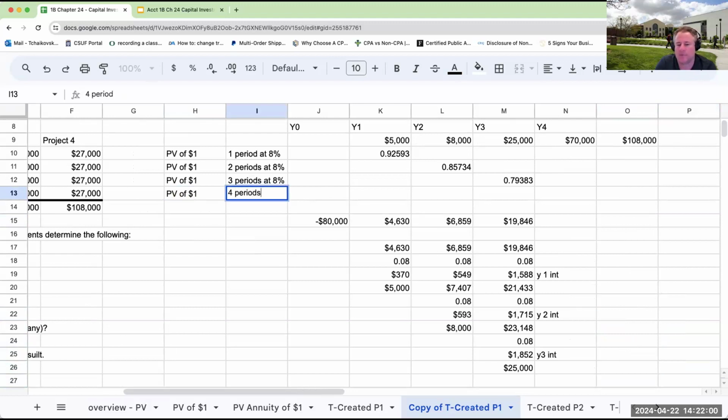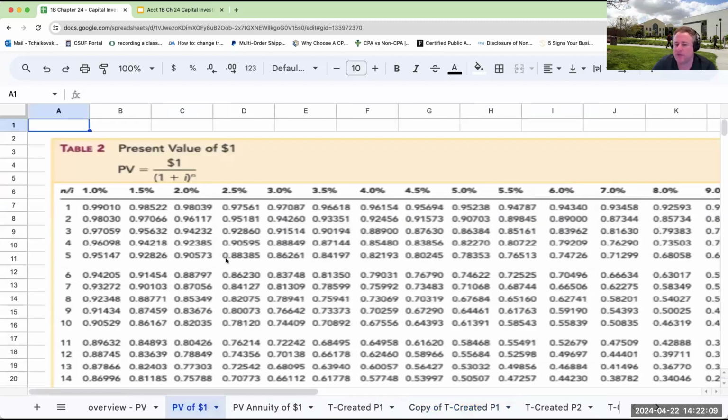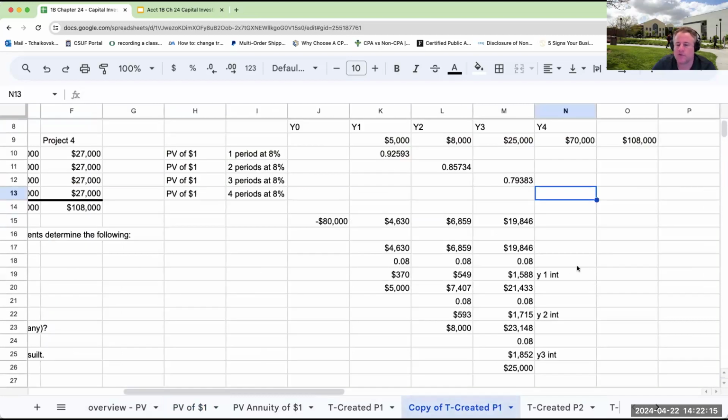This is going to be 4 periods at 8%. So coming over here for this final one, we're going to have 4 periods at 8%, or 0.73503. I know there's ways to do this in Excel, but this is how I do it on my test. So this is what you should look forward to for my exams. So here we go. All right.